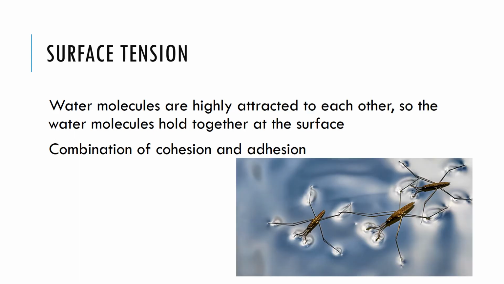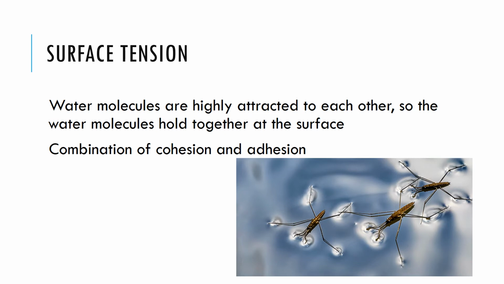So surface tension is a quality of water that happens because of the combination of cohesion and adhesion. Those two traits of water work together to create surface tension. What happens is that water molecules are very highly attracted to each other, so at the surface, it creates almost like a film. If something has a light enough weight, it is able to float on top of that.